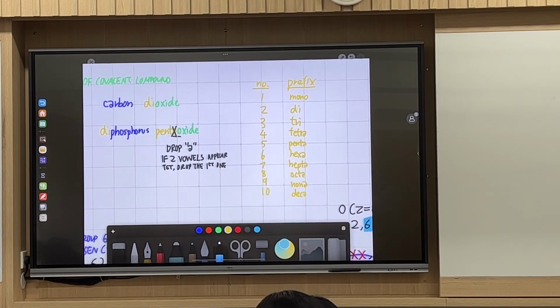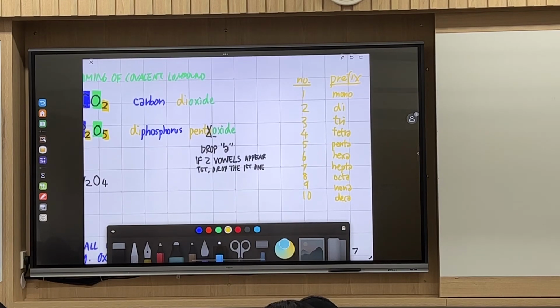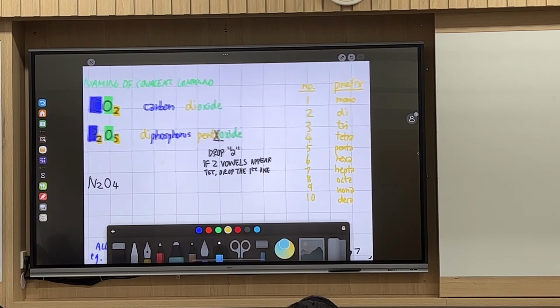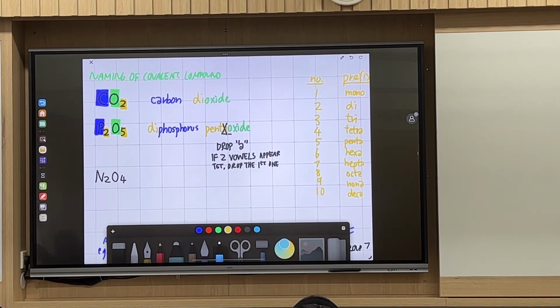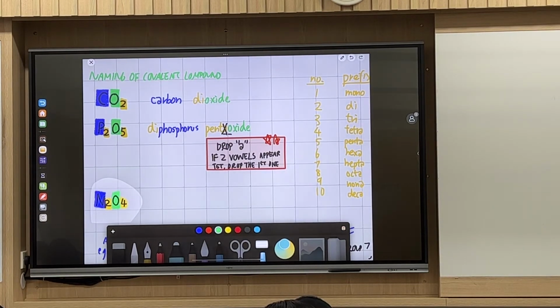Now I want your help. Tell me what's the name of N2O4. Remember the vowel rule here? This is our English class, but you need to know this rule. Let's do a warm-up example first. I still think this is too hard. Okay, what about SO3?